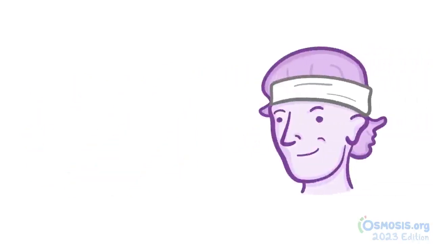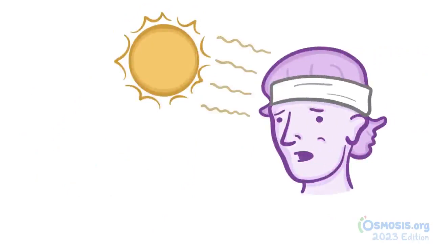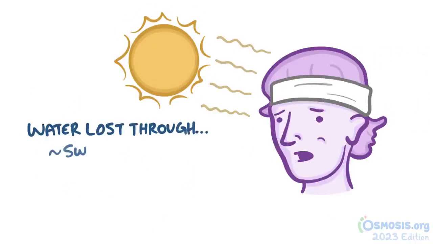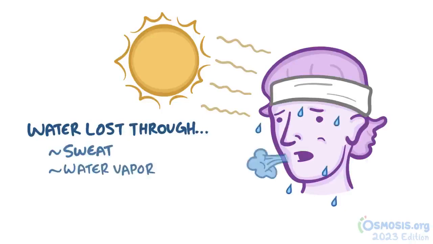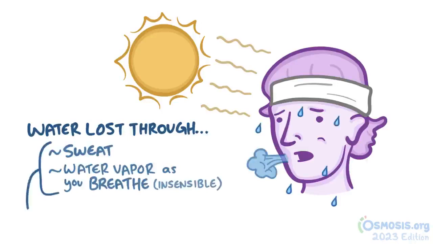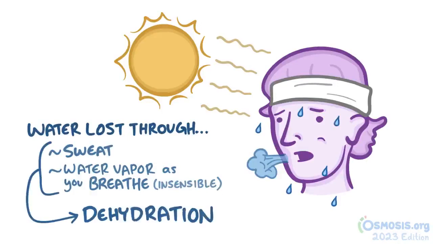Now let's say it's a super sunny day out and you forget to bring your water with you. Well, first, as you walk around, you're constantly losing water through sweat, as well as water vapor from your mouth and nose as you breathe out, and those are insensible water losses. Without drinking water, you can quickly get dehydrated.